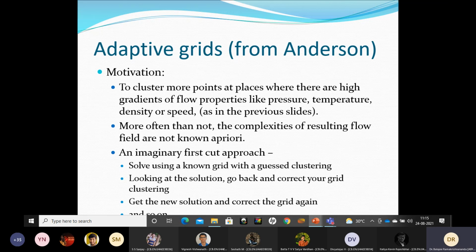So, an imaginary first cut approach for you to understand. Solve using a known grid with a guessed clustering. Now look at the solution. Go back and correct the grid clustering, looking at the solution. Get the new solution and correct the grid again, and so on and so forth. Keep on doing this.